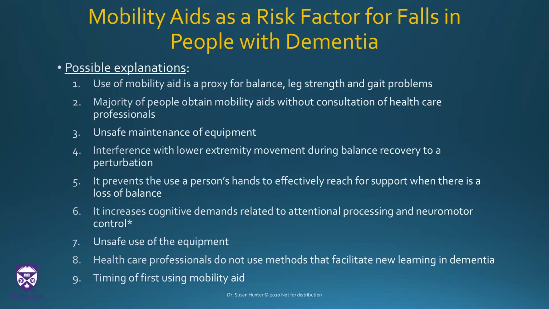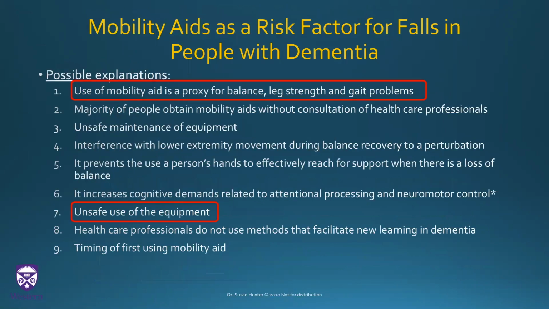So with that, the tool that I'm going to go over with you focuses on 2 areas, 2 of these 9, and they're both potentially areas where there is intervention and we could make changes. So the first one is looking at physical function, so looking at balance, gait, and leg strength. And the second component is looking at safe use.